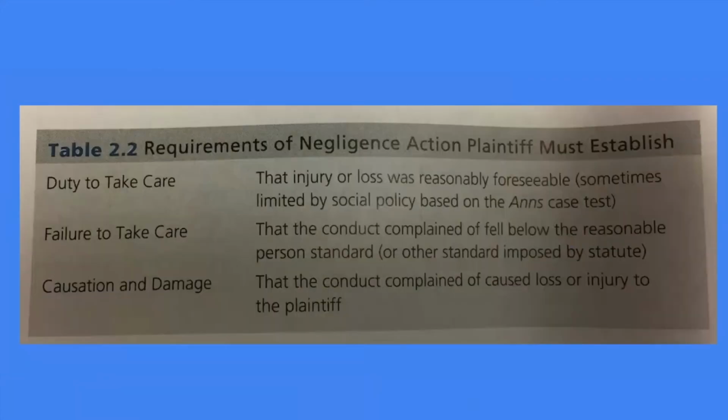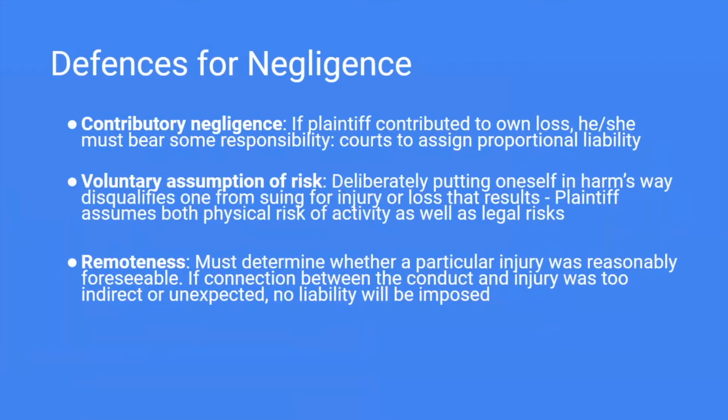So these are some of the terminologies: duty of care, failure to take care, and causation of damage. What normally happens is someone's going to sue someone for not holding up to that standard of care. And what we're going to look at now is, well, okay, what are some of the potential arguments that they could shoot back with? Well, there are really three in terms of defenses.